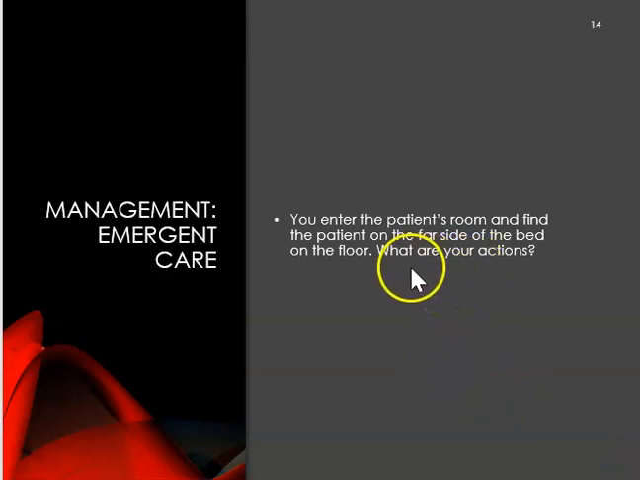You walk in the room, and it just makes your heart sink. They probably are impulsive, or maybe they thought they could get up and they fell. So your responsibilities, if the patient is on the floor, is you're going to immobilize the spine until a spinal injury is ruled out. You're going to assess for deformity, pain, and pulses.